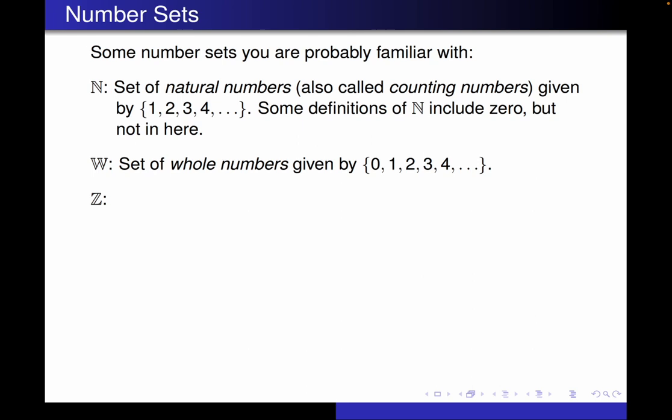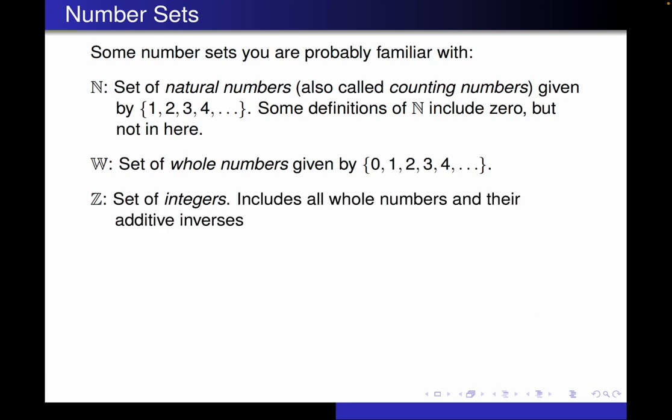Next is Z, which stands for the set of integers, and that's all the whole numbers plus their additive inverses, which is a fancy way of saying the negative numbers. The negatives of the whole numbers.